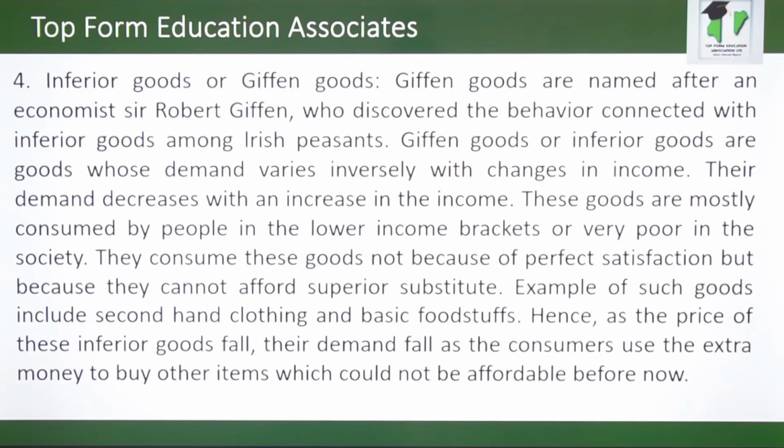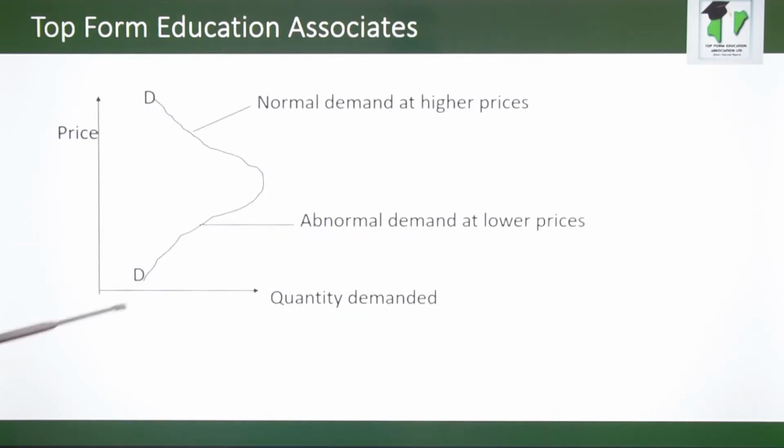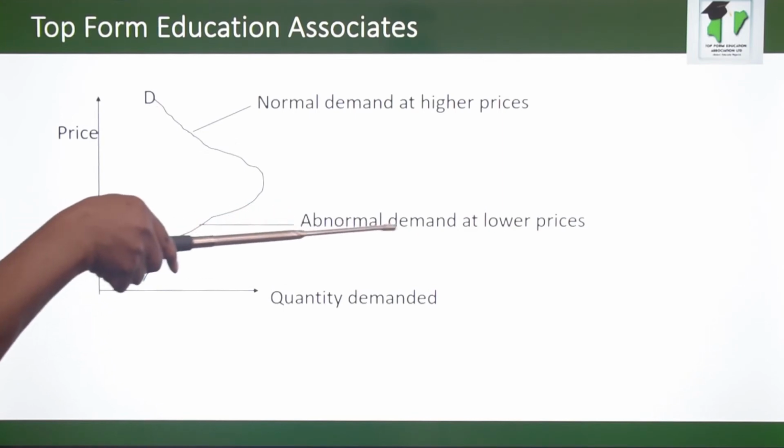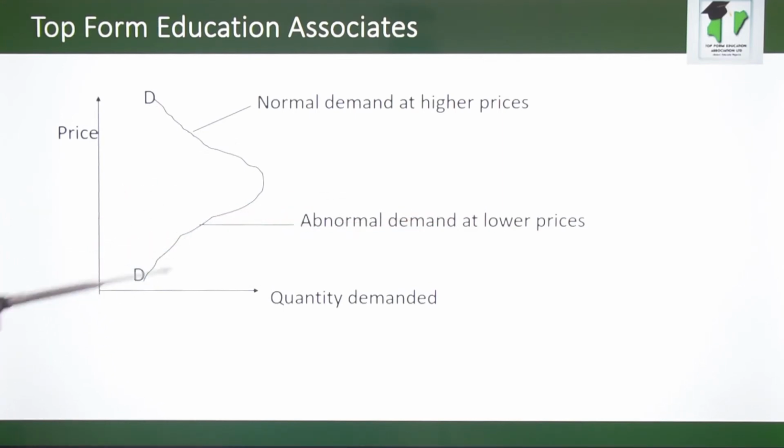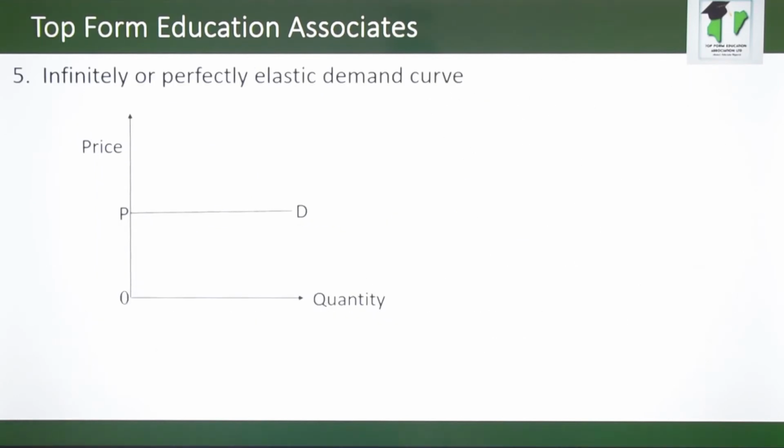So when their prices go down, they will buy fewer, and they use the other money they have to buy other goods they would have wanted to buy. So inferior goods are those goods whose demand decreases as price decreases. So we can see inferior goods, look at when the price decreases. At normal price demand, abnormal demand at lower prices, you can see when the price decreases, quantity demanded of it decreases as well.